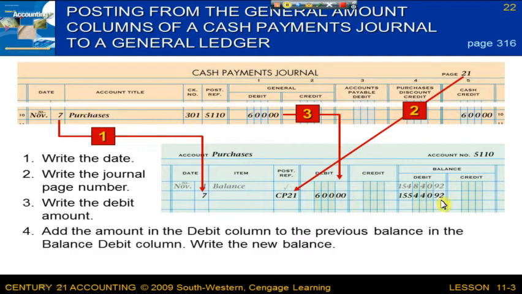Step number 4, we have to find our new balance. Because this is a debit and we had a debit balance, we're going to add. Remember that we will add if they are alike, and we will subtract if they are opposite. So in this case, we're going to add 600 to our previous debit balance.